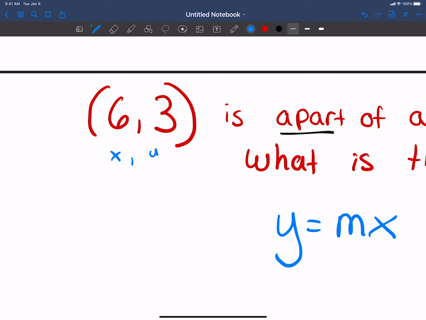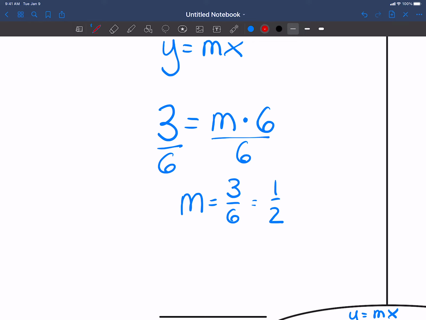That's your slope. Guys, what is m? It's a half. Slope is m. m is 1/2.